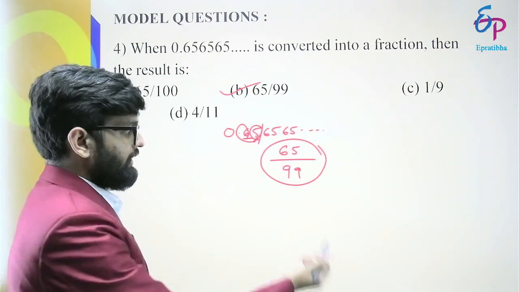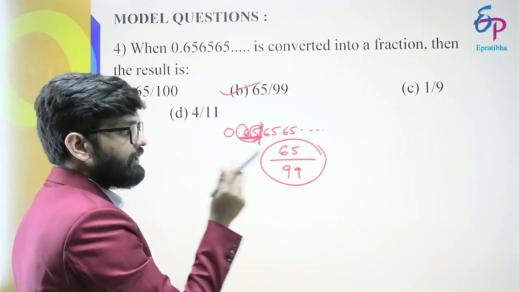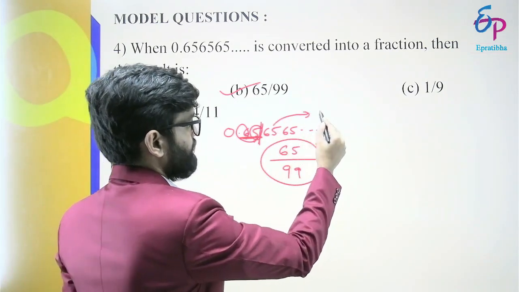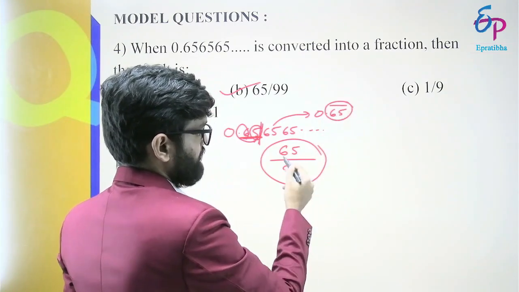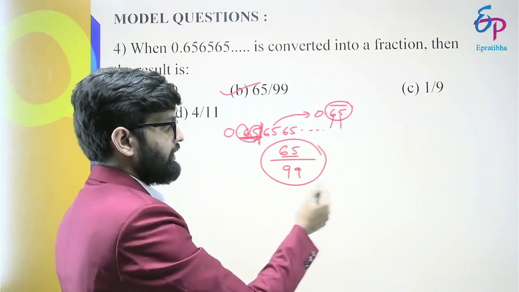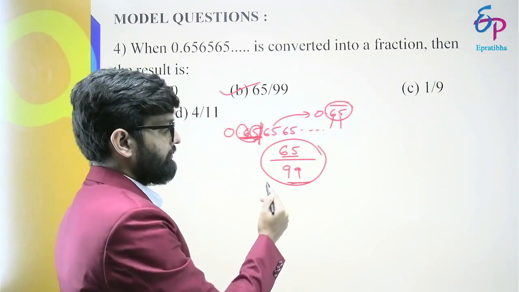Clear or not? So at what point did it start repeating? After 5, right? So until that point you have to take in the numerator. It is also written as 0.65 bar. So until the 65 you have to write this in the numerator. And how many numbers are being repeated here? That many 9s should be in the denominator.